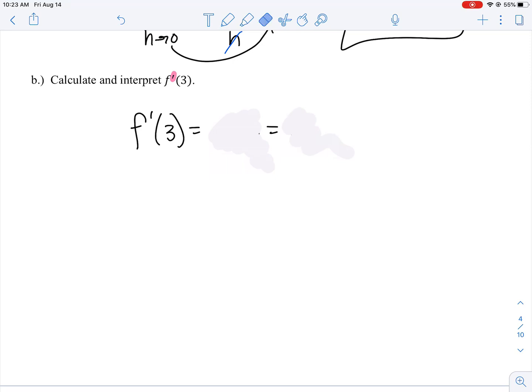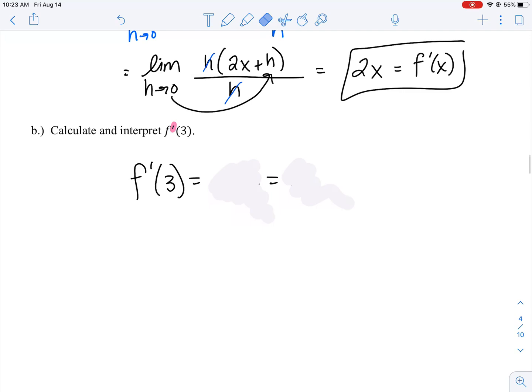If I plug in a 3 into my derivative, remember it was 2 times x, I have 2 times 3, which is really 6. So that means my instantaneous rate of change when x is 3 is 6. Or the slope of my tangent line when it touches at x equals 3 is 6. My derivative is 6. All different interpretations using that same limit idea.